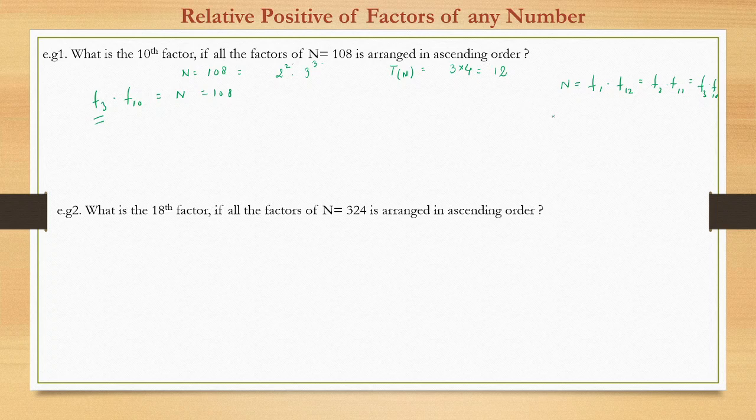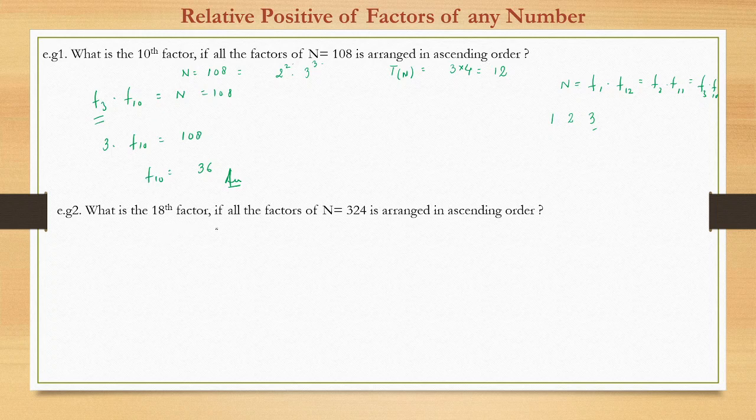See, the first factor is going to be 1 anyway, because 1 is a universal factor. So if we arrange factors in ascending order, the first factor will be 1. Now the second factor would be 2, because 108 is divisible by 2. What will be the third factor? 3. Yes, 3 also divides 108, so 3 will be the third factor. So we can write here 3 into f10 is 108. So what will be f10? F10 will be 36. So this is quite a simple but logical question which may appear in your exam.